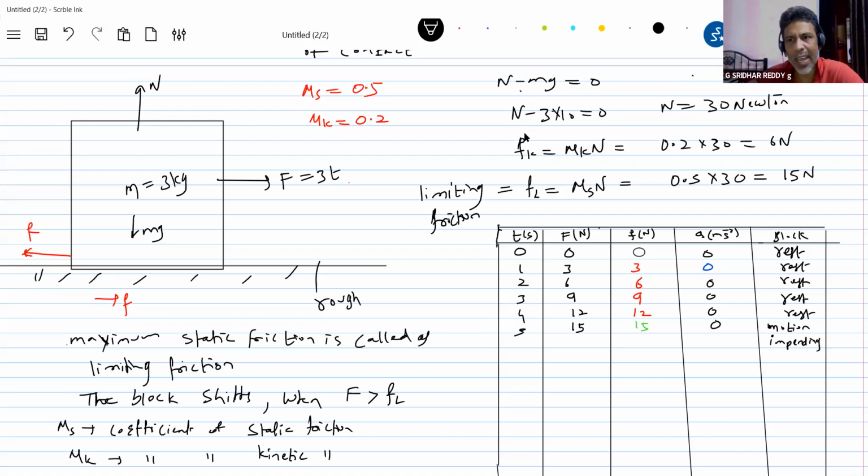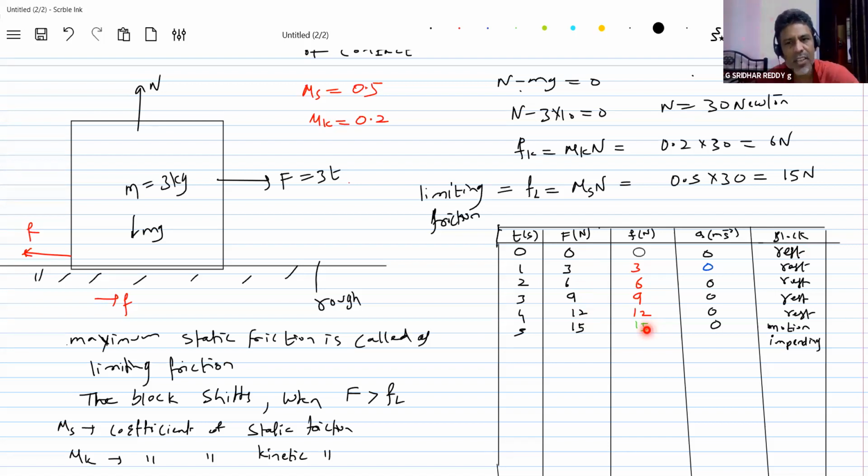So now, as long as applied force is less than limiting friction, what is the state of the block? It will be at rest. Got it? It will be at rest here. Then what about the friction? The friction acting is a static friction. And the static friction, we know, varies with the applied force. The limiting friction is called a static friction only.